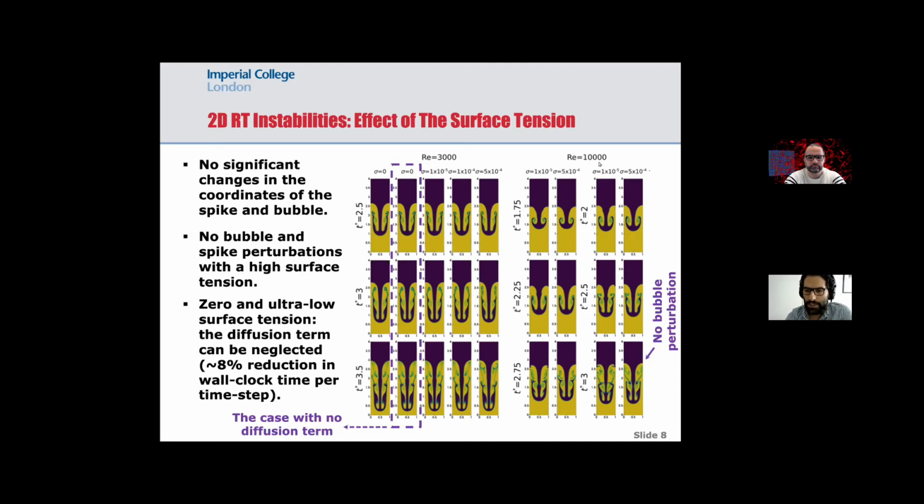But for the high Reynolds number, where we saw a bubble perturbation, if you have a strong surface tension, then that is suppressed and you don't get such bubble or spike perturbation. So high surface tension can suppress those kinds of instabilities.